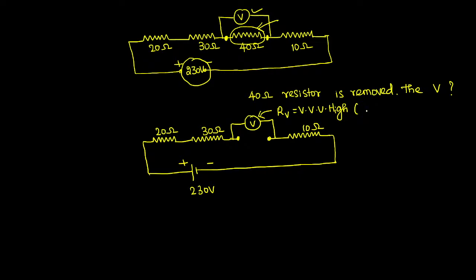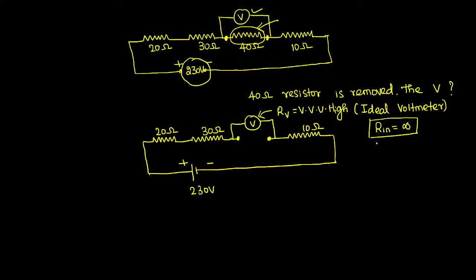Whenever they are talking about a voltmeter, if they simply tell that there is one voltmeter, then you have to treat that voltmeter as the ideal one. What is the meaning of ideal voltmeter? An ideal voltmeter will have internal resistance as infinity. So by default, you can apply this logic. Don't forget, because this is simple logic only.